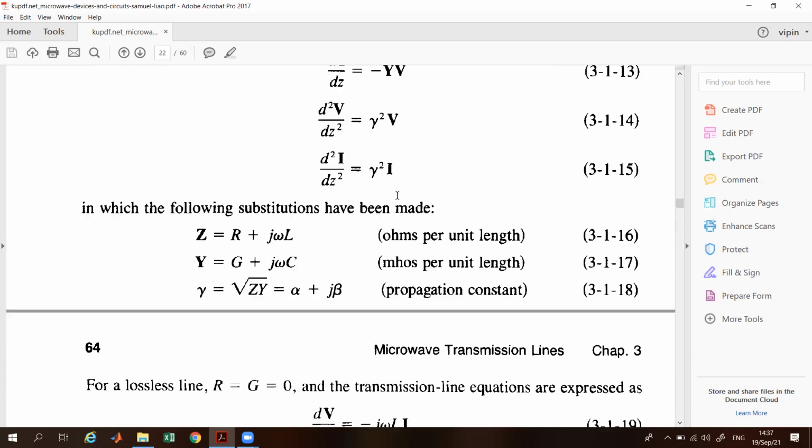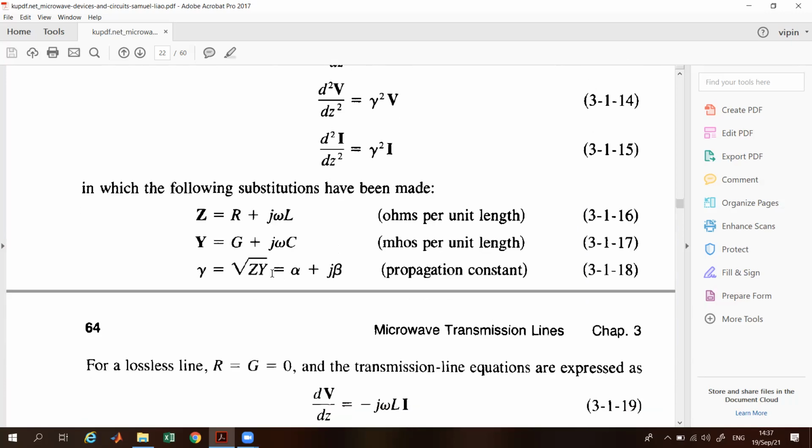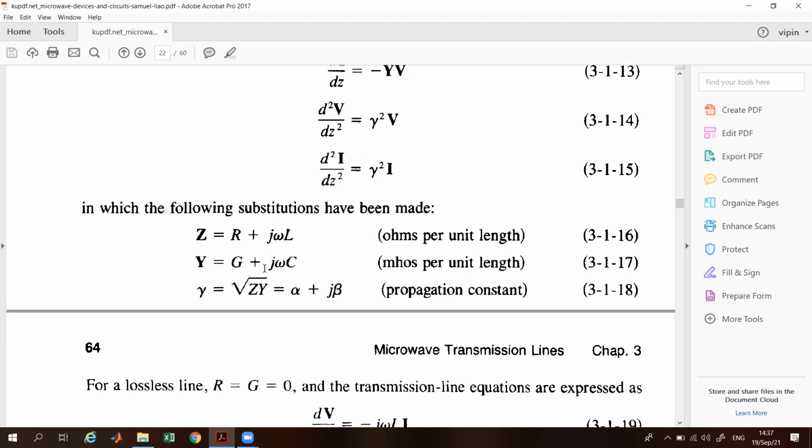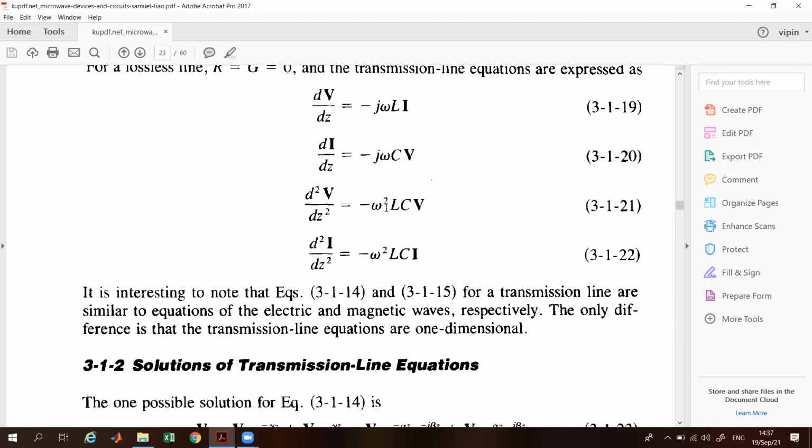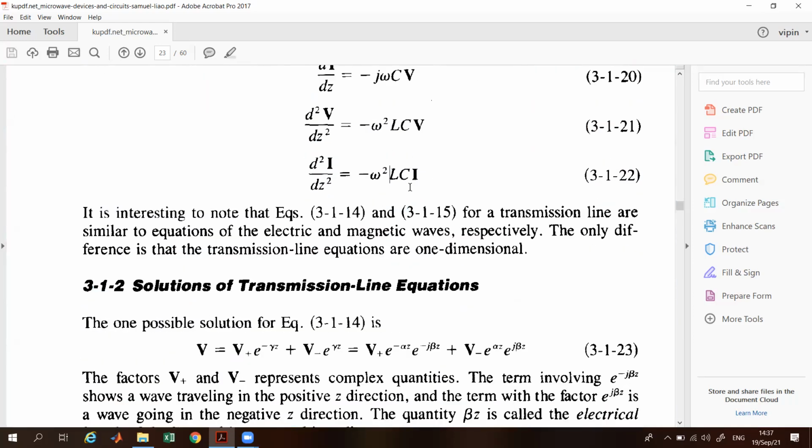And for this one, gamma square: this part is 0, this part is 0, so we multiply these two parts. It will be the root of ZY, so it will be j square omega square LC. So gamma square will be equal to minus omega square LC, so it will be -ω²LC times V, and this will also be -ω²LC times I.